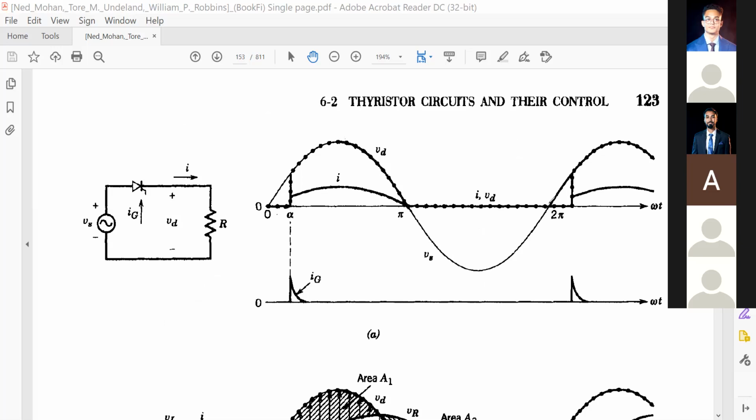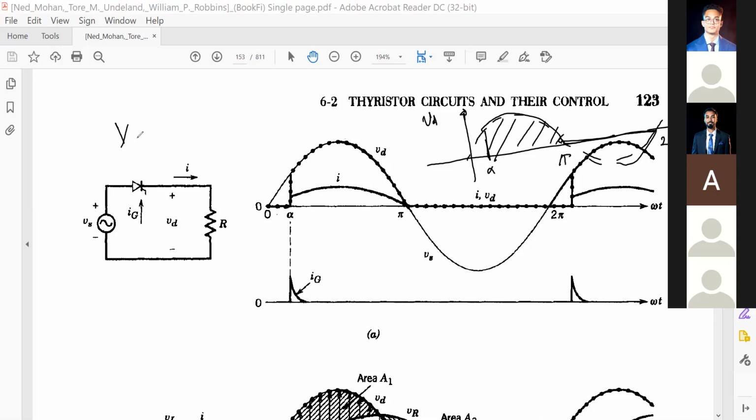So now, if I plot separately the VD, if it is alpha, our output voltage will have the wave shape like this. I want to find out the VDC or average value, or V average. How can we find out the average value? How can we find? So integrating the voltage from alpha to pi.